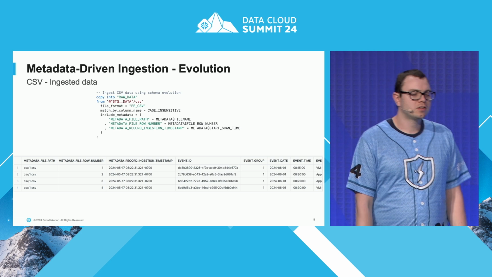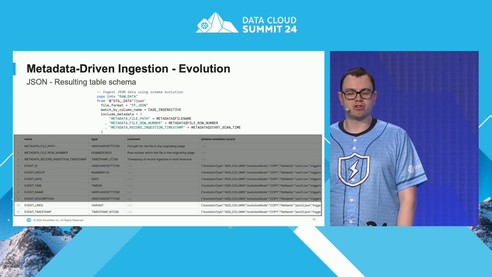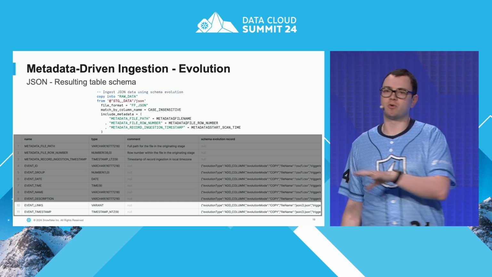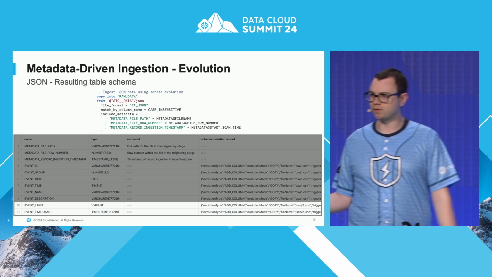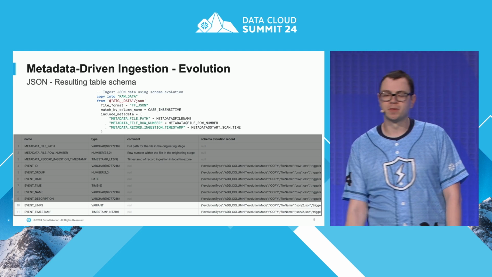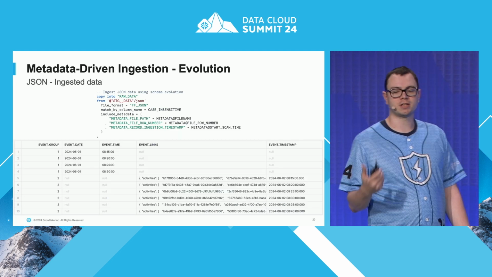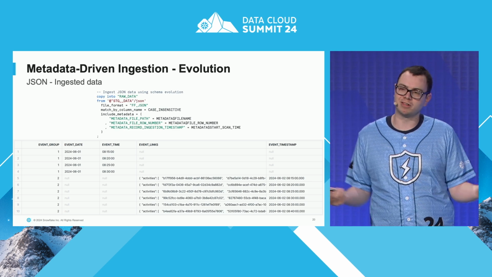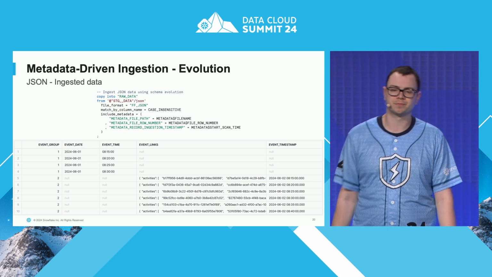Skipping forward slightly, going a bit more interesting and looking at the JSON. Here we have the exact same functionality as before, the exact same statement, just pointing at a JSON file. And those two new fields are automatically added to the table. When the ingestion takes place, anything that is present is ingested. Anything that wasn't present is a null, which I think makes sense.